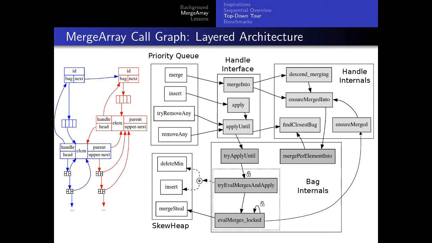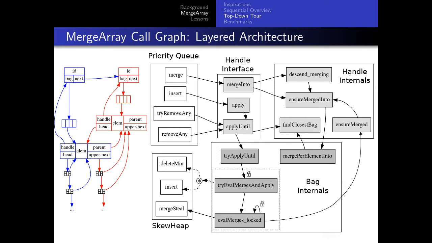And at the bottom here, you have a sequential skew heap with a delete min, insert, and merge steal, which is like what I described earlier, where you take all of the items and leave the other one empty. And that's because that's what you want to do between the different indices. So inside the actual implementation code for merge array, there's the handle, which has the indices that connect things together for merging. And then there's the bag that handles the array and the elements of the array.